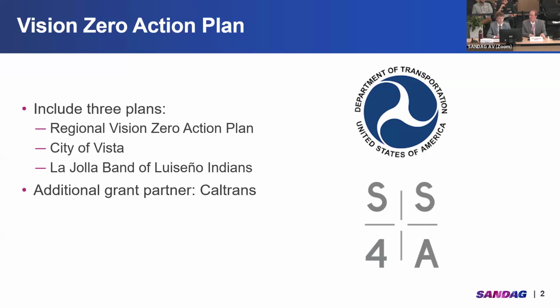We were also joined by Caltrans on this grant. They're instrumental partners helping us through the entire process. So all in all, there were 4 entities working on this effort. So now I'm going to turn over to Austin to walk us through some of the data efforts that informed the plan, and then we'll walk through the plan itself.